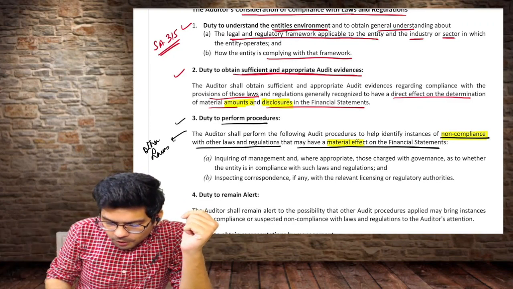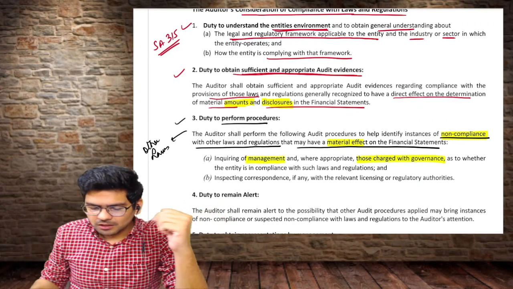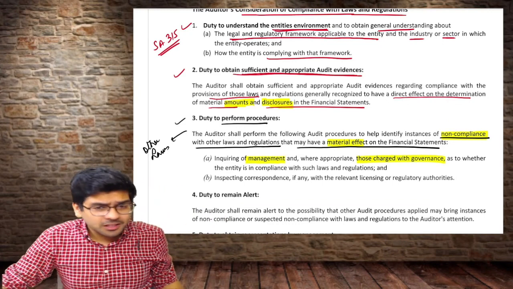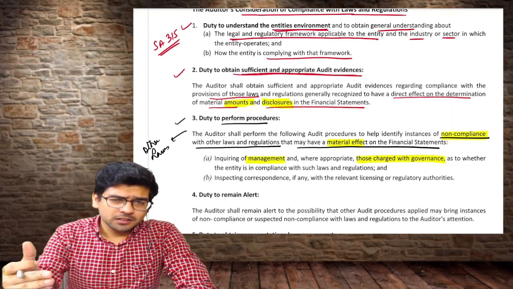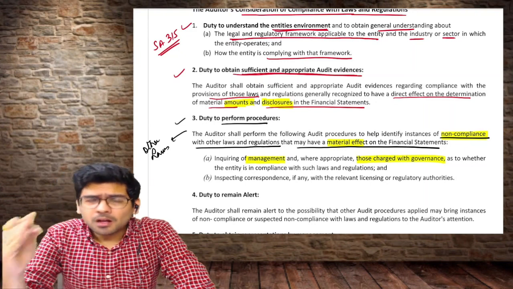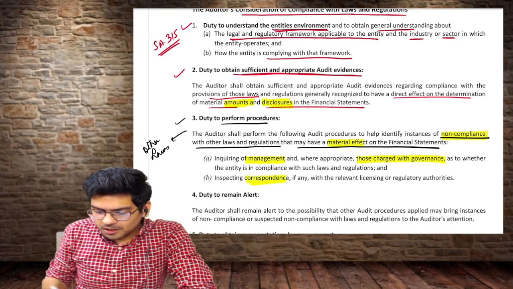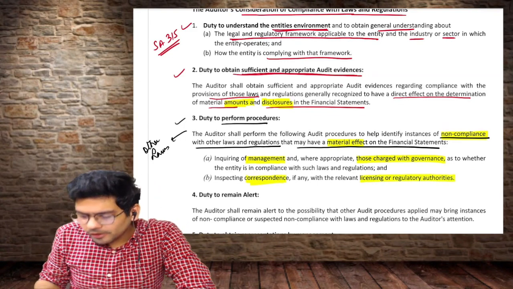Inquiring of the management and, wherever appropriate, TCWG as to whether the entity is in compliance with such laws and regulations, whether the entity under consideration has complied with all the laws and regulations, and inspecting correspondence, if any, with the relevant licensing or regulatory authorities.